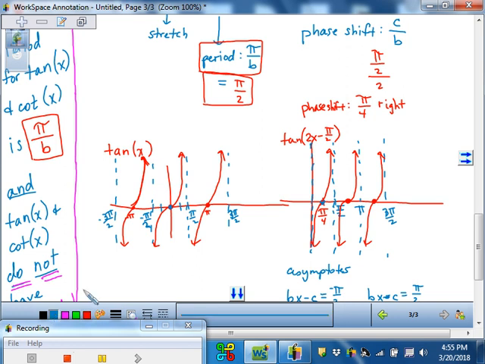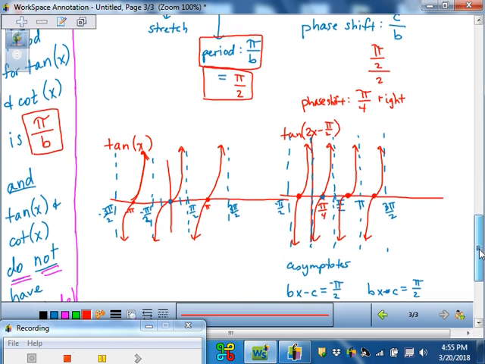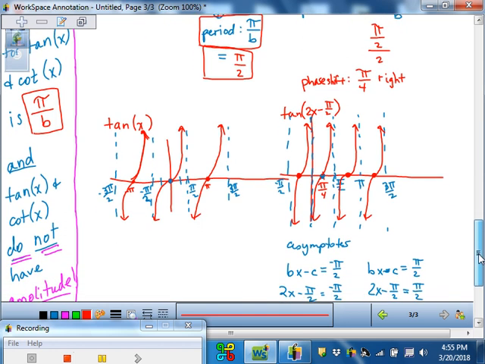And then I can repeat this on the negative side at negative pi over 2, with a midpoint, rising to the right, falling to the left. And this would be the transformation of tangent of 2x minus pi over 2. So take a few minutes, copy this down, and we'll do one more example.